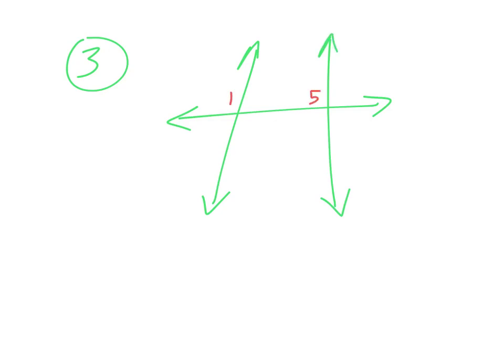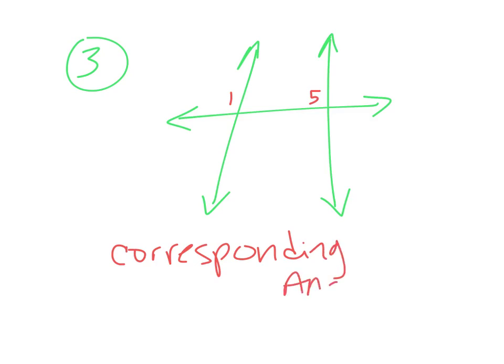All right. What would angle 1 and 5 be considered? It would be considered corresponding. They are on the same side, same position. So these are corresponding angles. Make sense? I'm going to do another one.